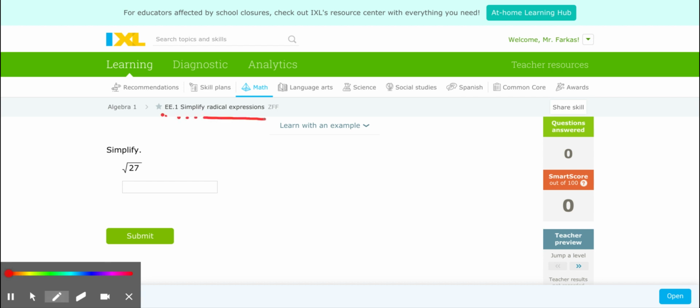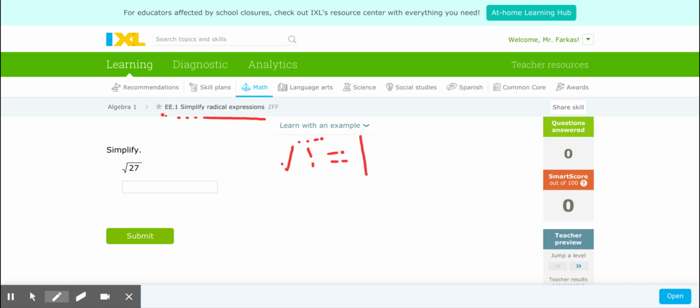Hello, everyone. This review topic will be an Algebra 1 topic, simplifying radical expressions. So when we simplify anything under a square root sign, remember there are certain numbers that we can simplify more than others. The square root of 1 is 1.